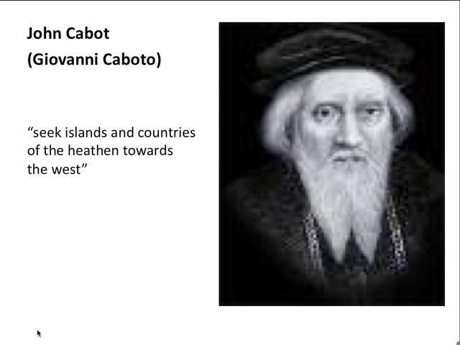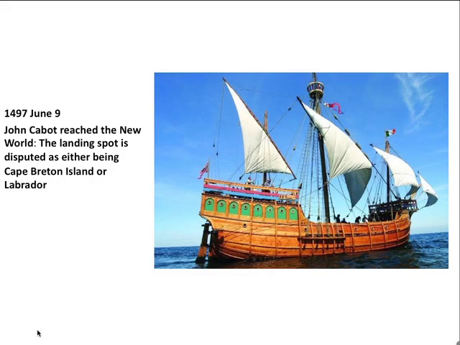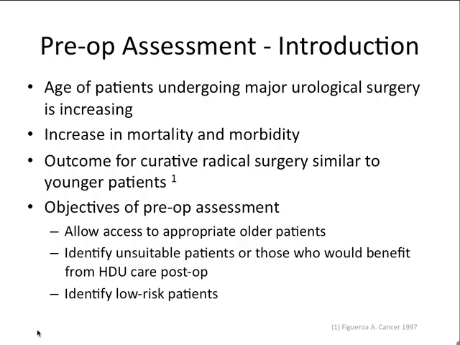Giovanni Cabotto. Now, the reason why I mention him is because he links Bristol to Canada. He originally is an Italian, but moved to Bristol in 1490. And I think King Henry VII knew what he was talking about, or certainly knew about Canada, when he asked John Cabot to seek the islands and the countries of the heathen towards the west. So this is the ship that he sailed in, the Matthew, and that's still moored in Bristol. And on June the 9th, 1497, he reached the New World, and the landing spot is either Cape Breton Island or Labrador. So, moving on.